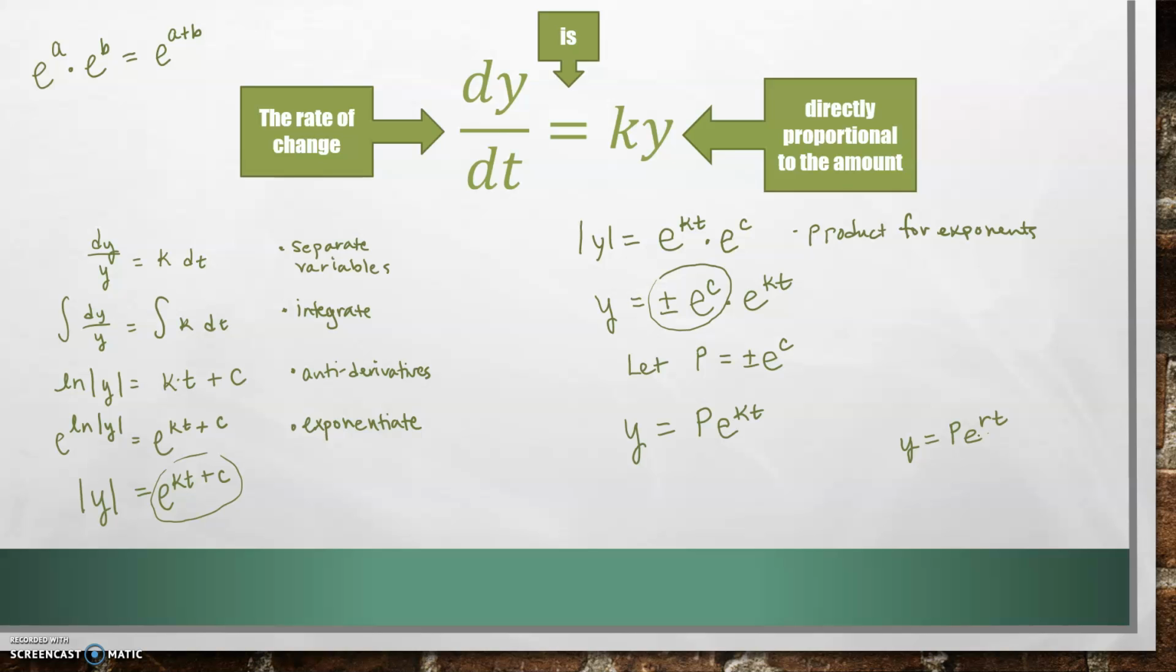P, remember, is going to be our initial amount. And so that is the exponential growth equation, which is equivalent to this differential equation. Exponential growth or decay: if k is positive, then this would be growth. If k is negative, then this would be decay.